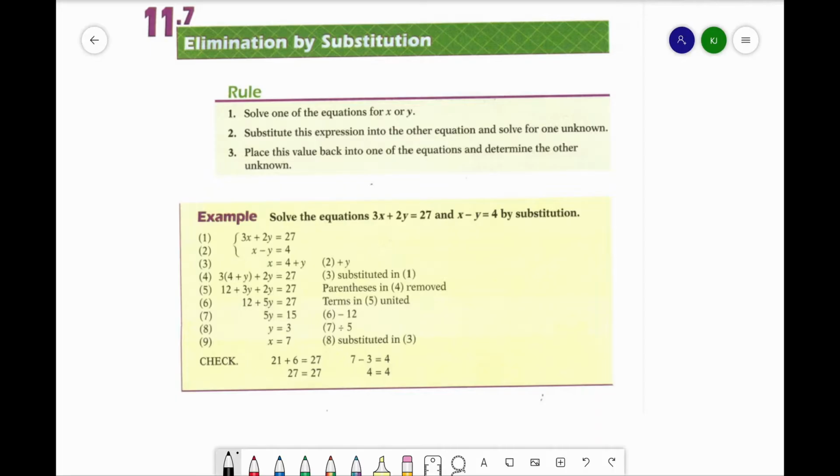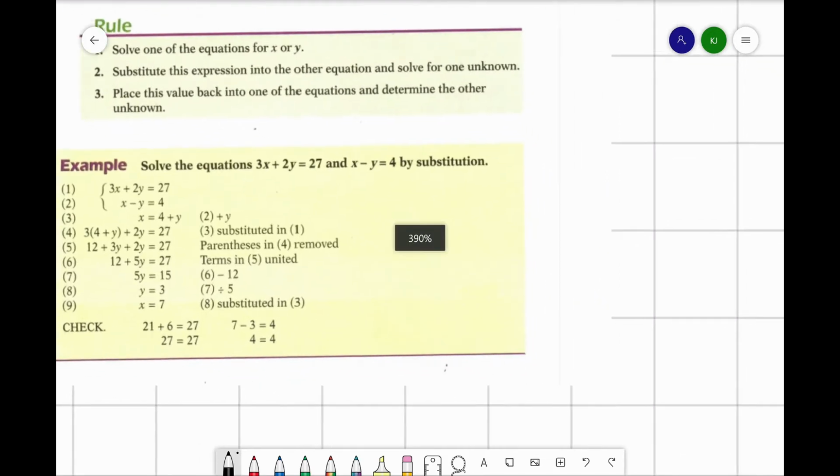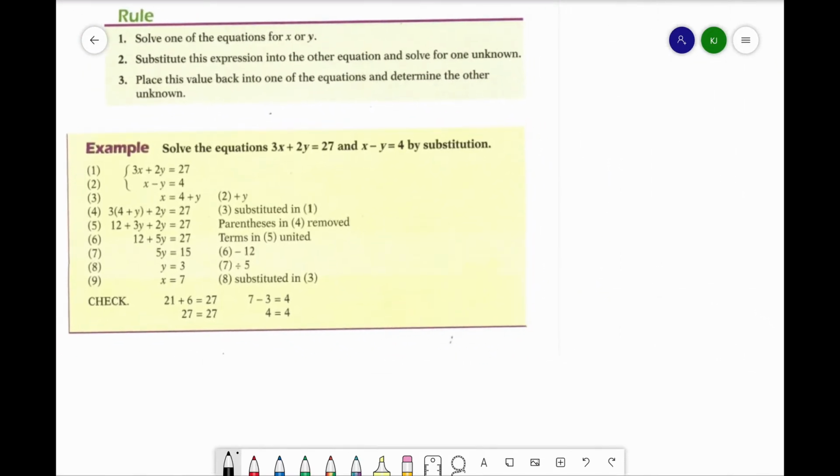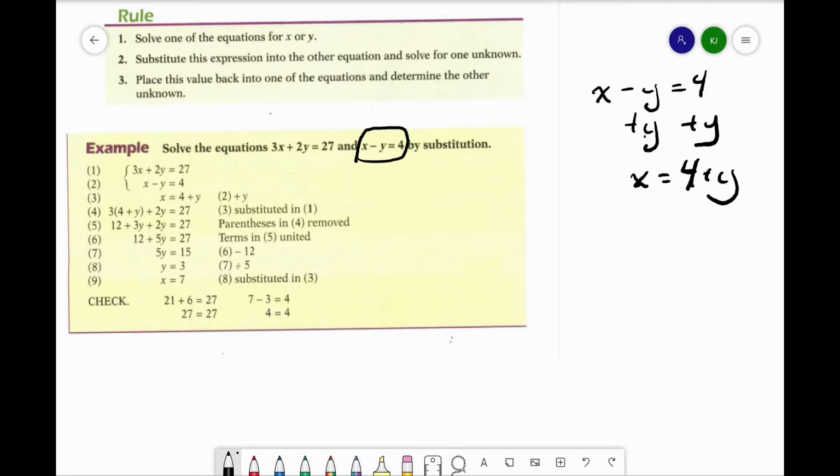So let's go through it. We have: solve 3x plus 2y equals 27, and x minus y equals 7 by substitution. So what we can do is solve the second one for x. That's very easy. Obviously we're going to add y to both sides. So now we have x equals 4 plus y. We don't have an actual numerical answer for what x equals, but we do have that x is going to equal 4 plus y. So we're going to then plug that into the other equation.